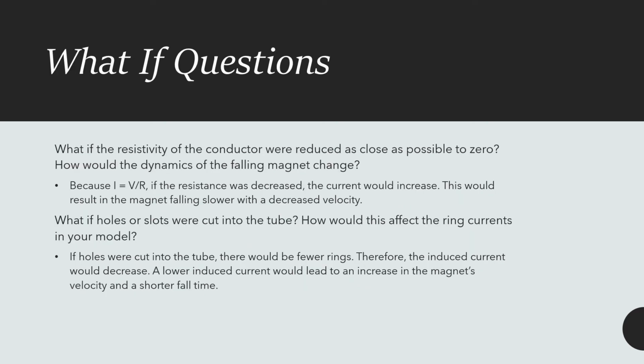Finally, the first what-if question asks what would happen if the conductor's resistance was drastically decreased. Because the current is equal to V over R, the current would increase. This would result in the magnet falling slower with a decreased velocity.